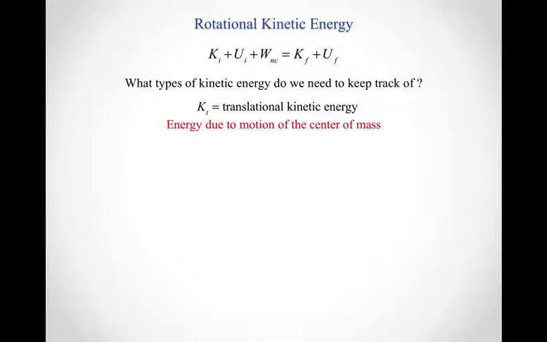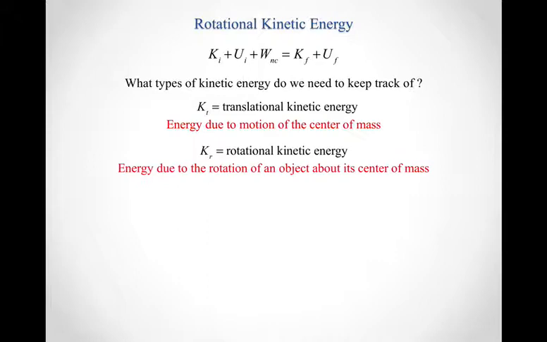The first one being translational kinetic energy, energy due to a motion of the center of mass. So the question we're going to ask ourselves in terms of determining whether or not we need to keep track of translational kinetic energy is, does the center of mass of the object move? If the answer is yes, then we want to keep track of translational kinetic energy. The second type of kinetic energy we need to keep track of is rotational kinetic energy. Again, this is energy due to the fact that a rigid body can now rotate about its center of mass. The question here is pretty straightforward. Does the object rotate? Yes or no? If the answer is yes, then we're going to keep track of rotational kinetic energy.